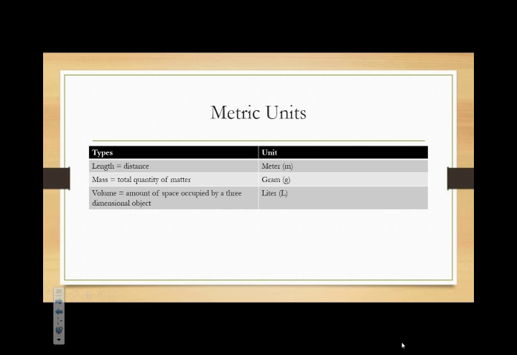We have length, which is pretty much a measurement of distance, mass, which is a measurement of the total quantity of matter, and then volume, which is the amount of space occupied by a three-dimensional object. The metric unit for length is the meter, abbreviated lowercase m. The metric unit for mass is grams, and the metric unit for volume is liters.